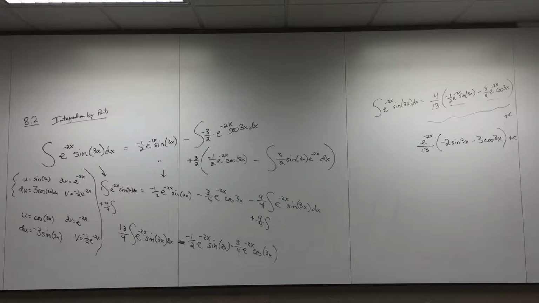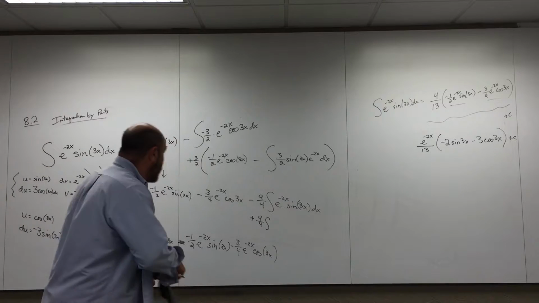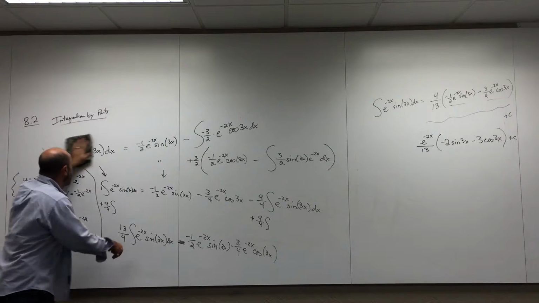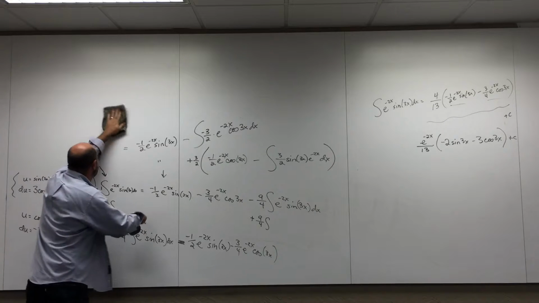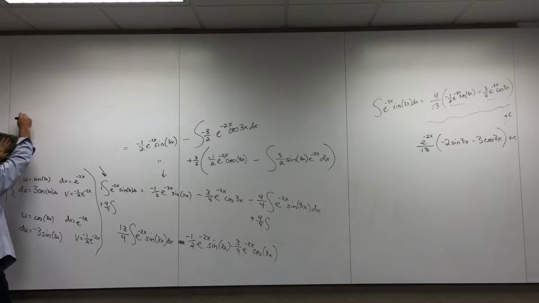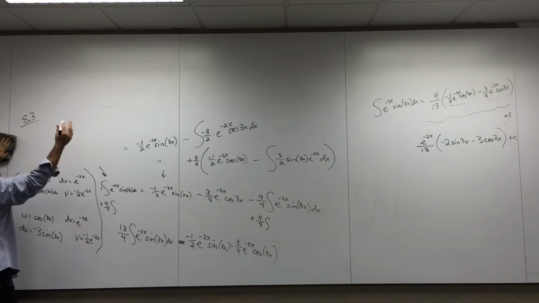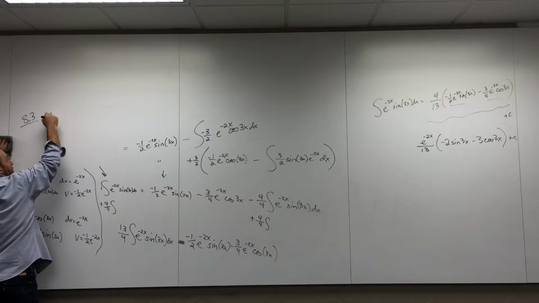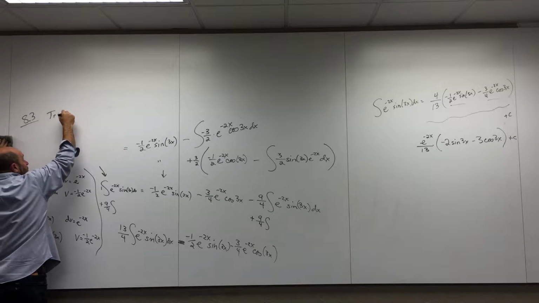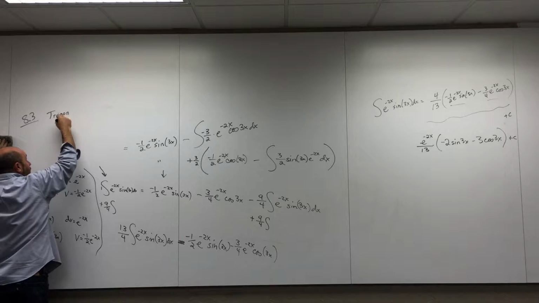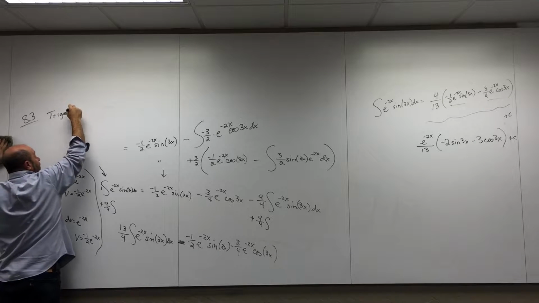So for part 2 here, we'll get rid of this integration by parts. We'll just move into 8.3. You guys, keep working and catch up to me as necessary. What happens in 8.3 is what the book calls trigonometric integrals. So a bunch of trigonometry here. I'm just going to call it trig integrals.